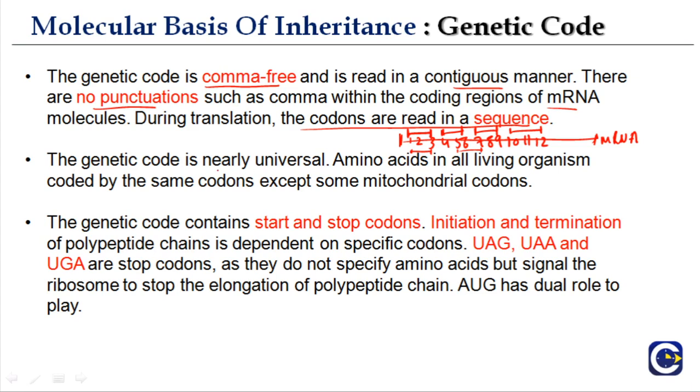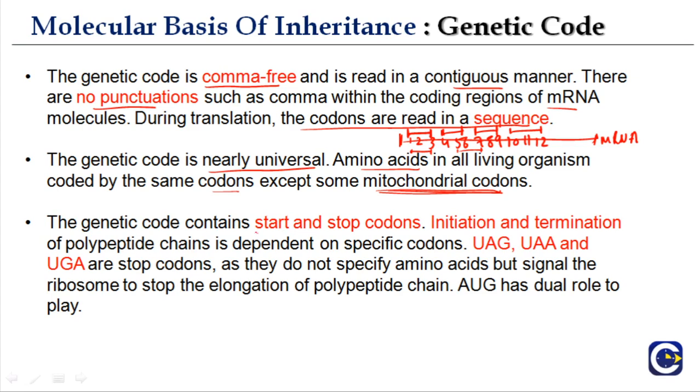Then, the genetic code is nearly universal. Amino acids in all living organisms are coded by the same codons, except for some mitochondrial codons, the codons that are present in mitochondria, because even in mitochondria there is protein translation that can take place. So they sometimes have their own codons, but except for that, the genetic code is nearly universal.